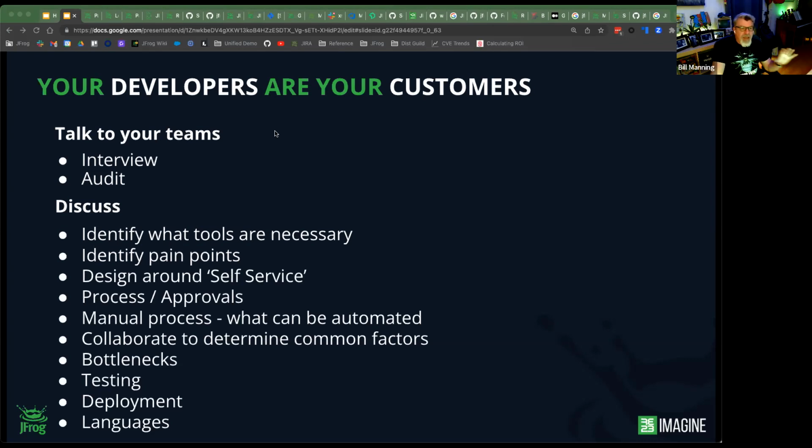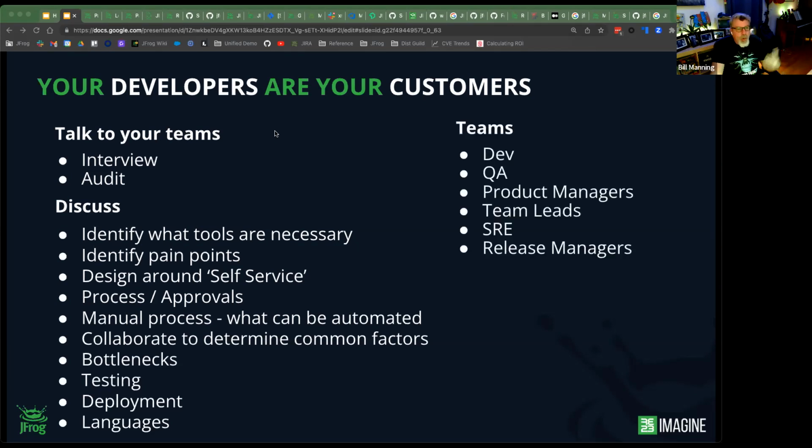Collaborate with all the common factors that you might have. Look at your bottlenecks, right? Your development, your languages. So always include development, QA, production managers, team leads, SREs, release managers, right? These are people that this affects.